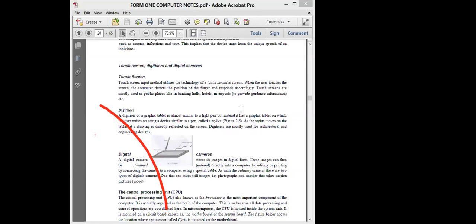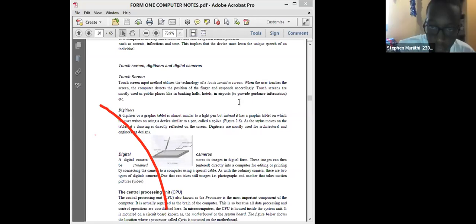And you people are familiar with so many of such devices in many areas. The examples given here are that they are used in banking halls, in hotels, in airports, to provide guidance, information, and so on. Touch screens. Then we have digitizers.